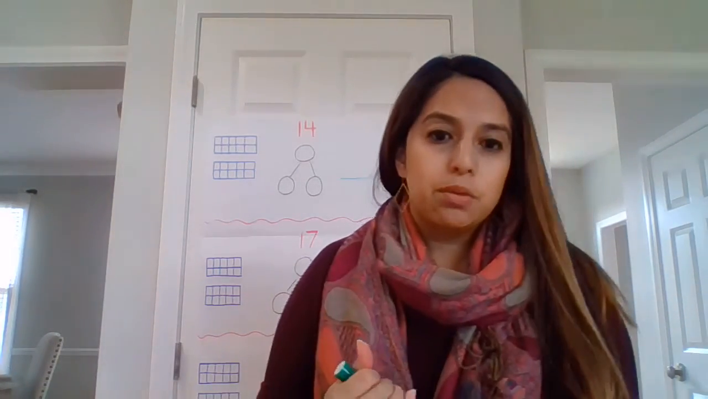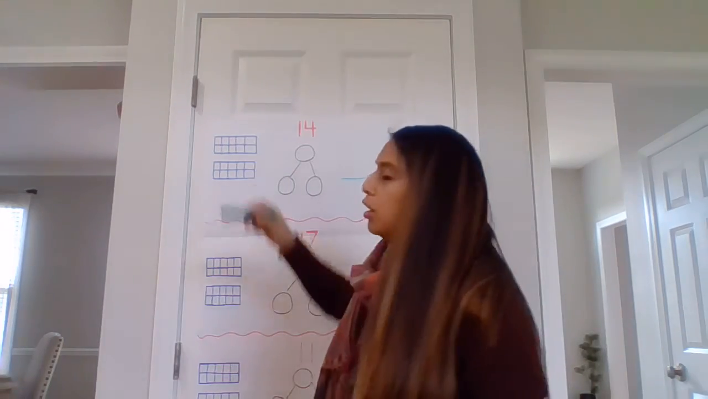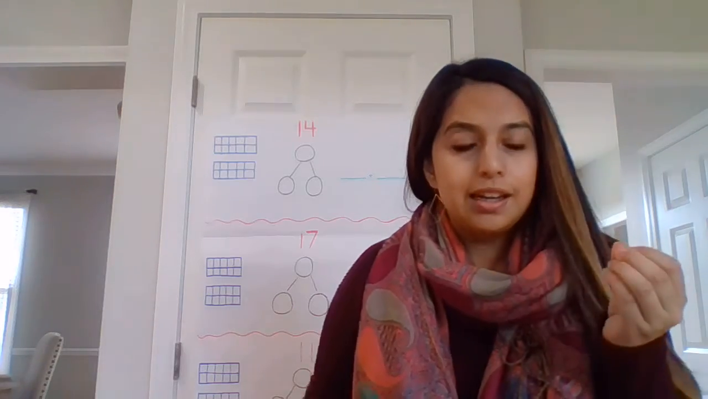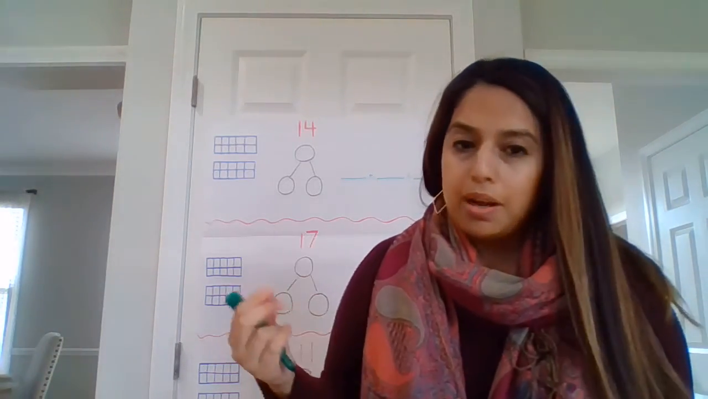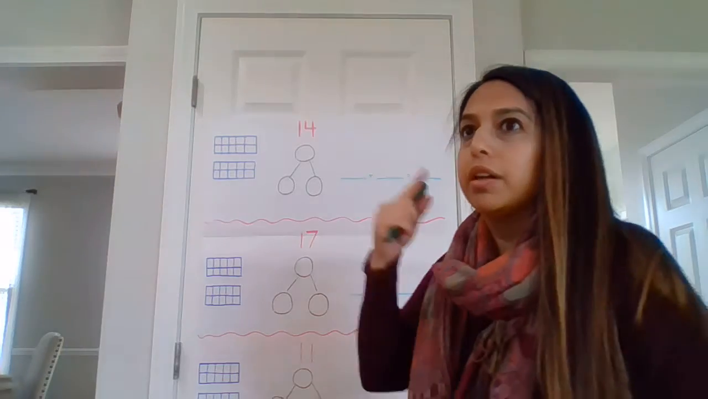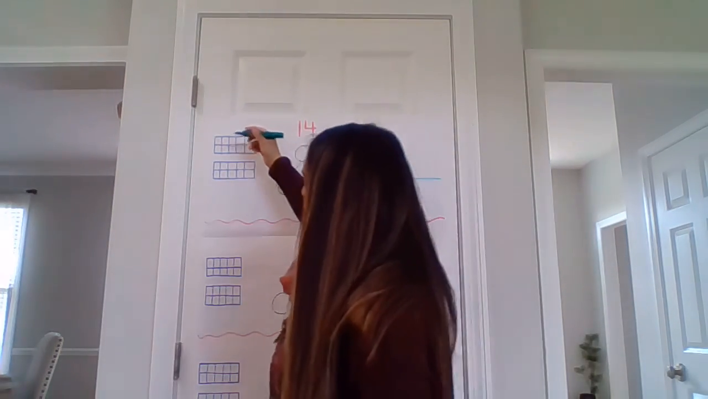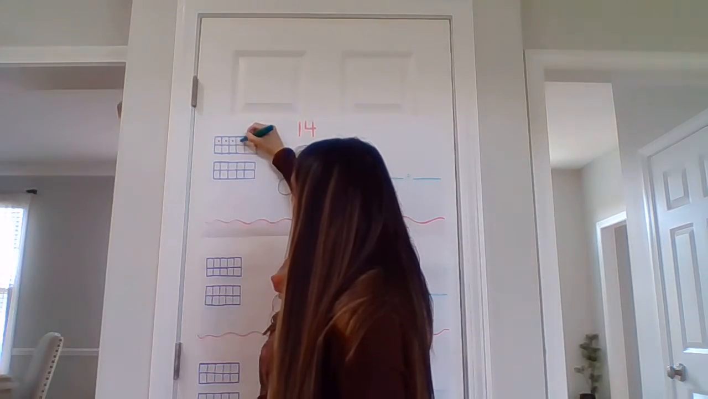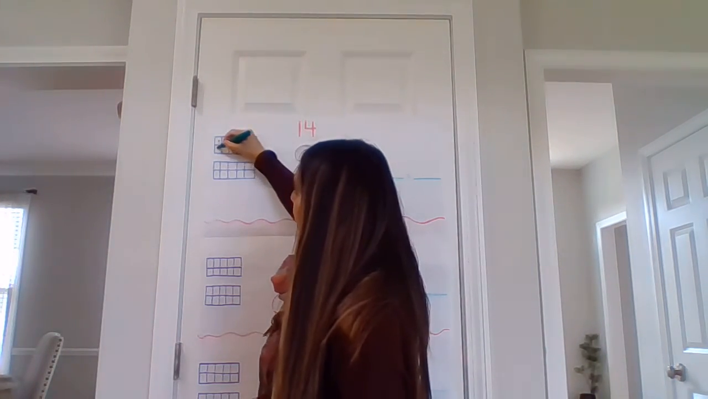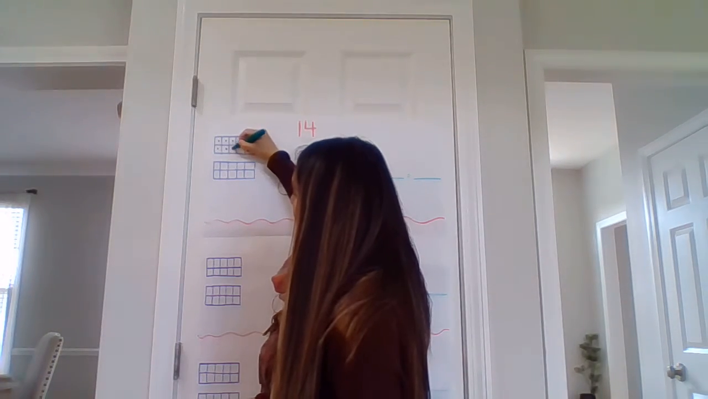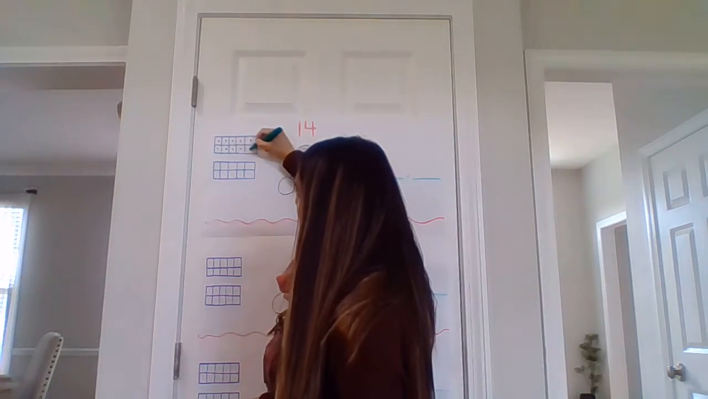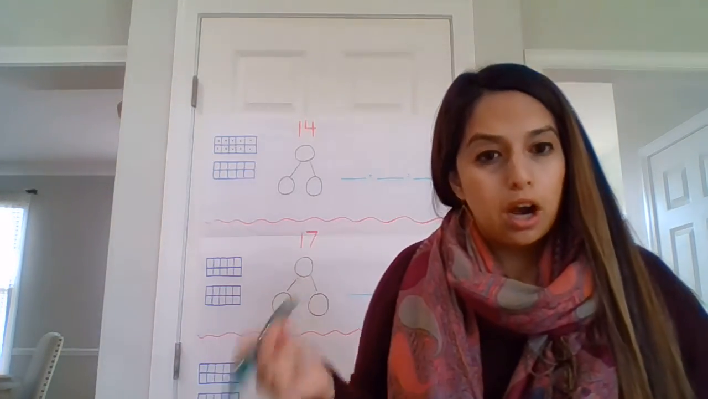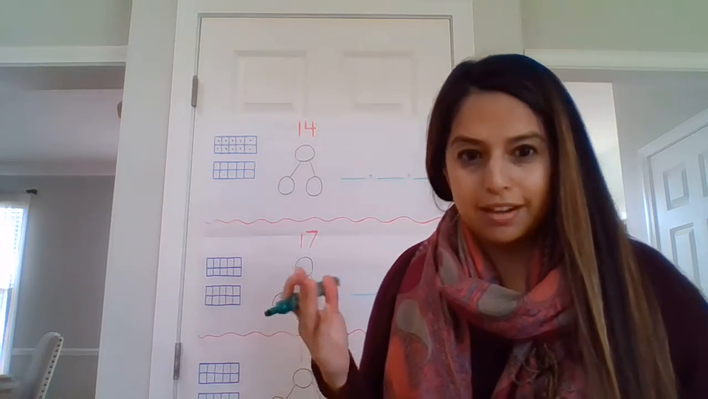Just like we did last week, we're going to start off with our two 10 frames. We know that a T number is always made up of a group of 10 and then some ones. So we automatically know we're going to fill up that first 10 frame. Count with me as we fill it up: 1, 2, 3, 4, 5, 6, 7, 8, 9, 10. So my top 10 frame is filled up, so I automatically know I have 10, all right?